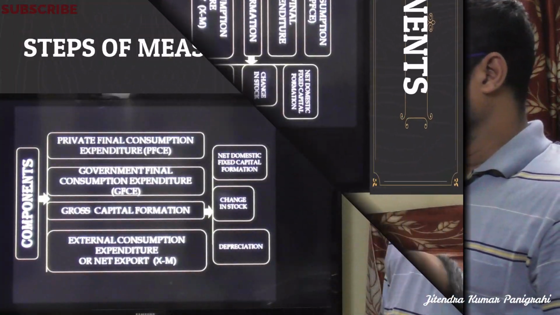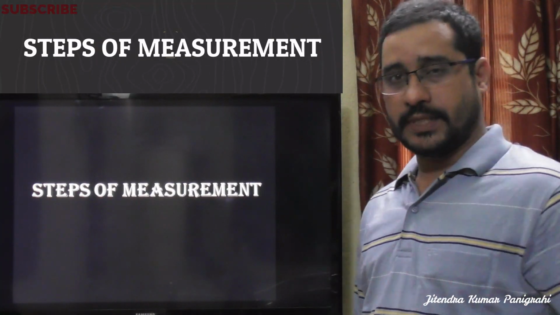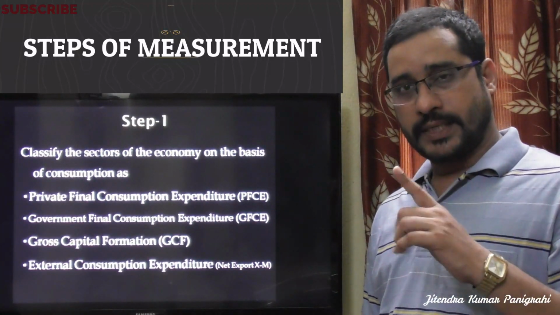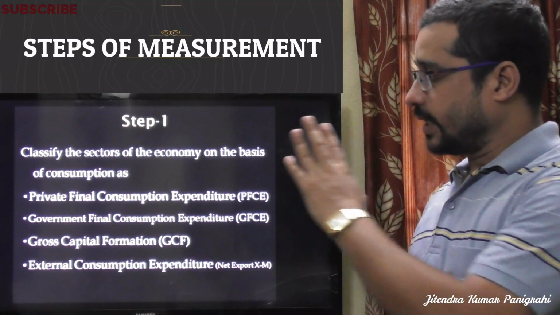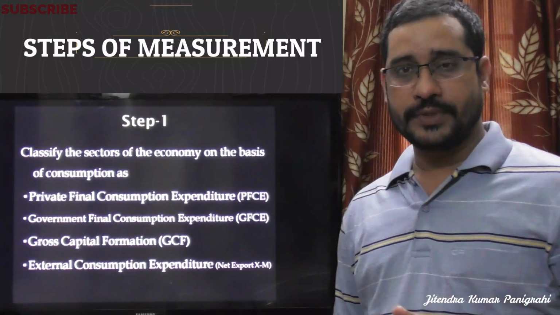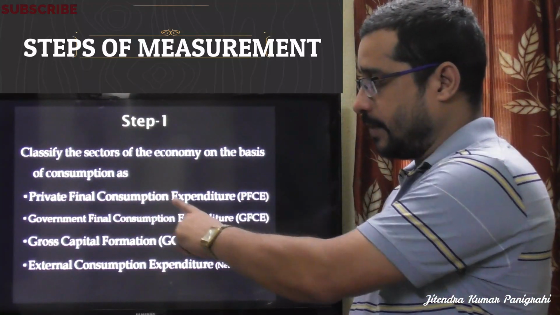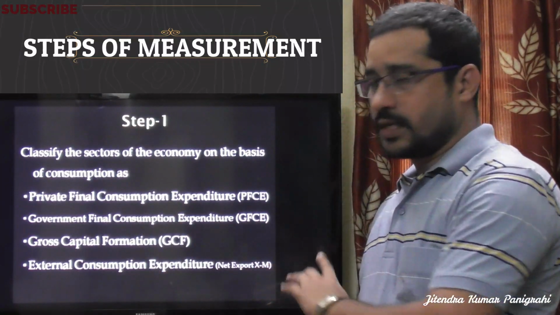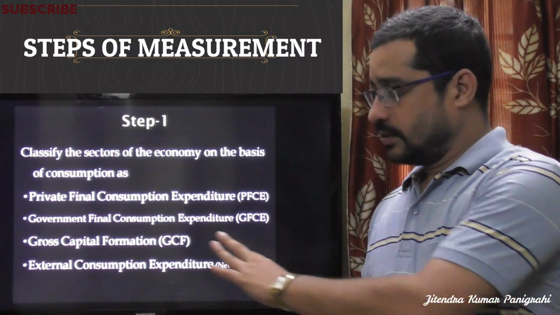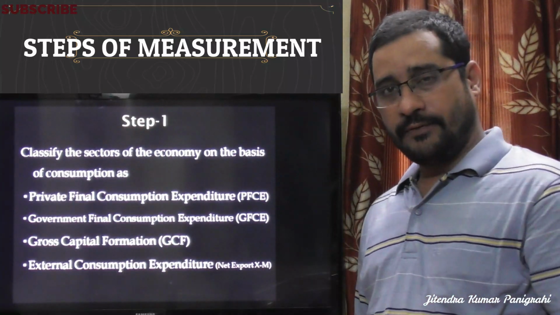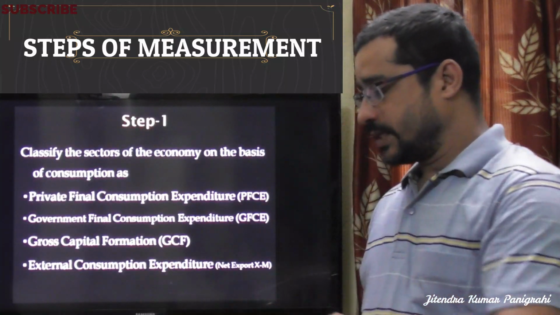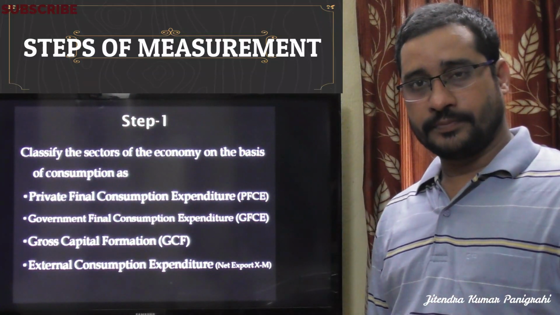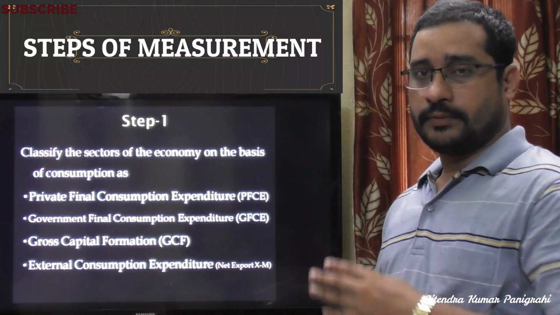Now let me discuss the steps of measurement. Step number one, classify the sectors of the economy on the basis of consumption as private final consumption expenditure, PFC; government final consumption expenditure, GFC; gross capital formation, GCF; and external consumption expenditure, in the form of either net export or net import. So this is step one.